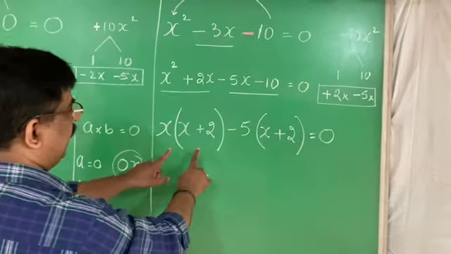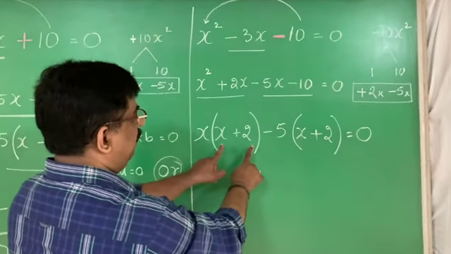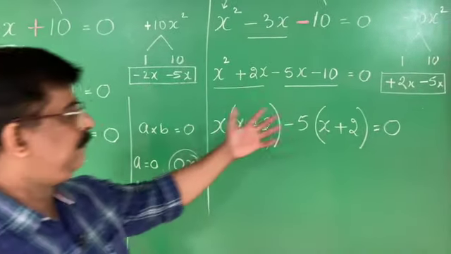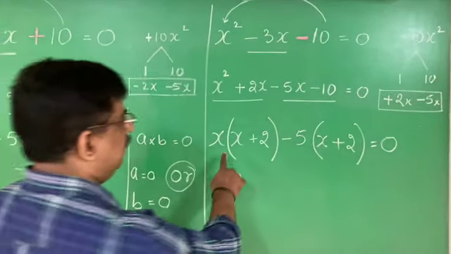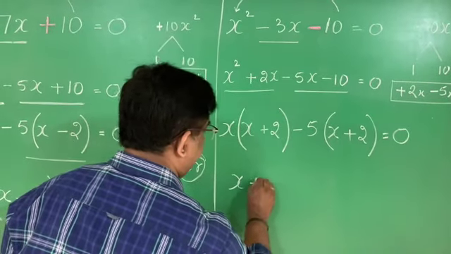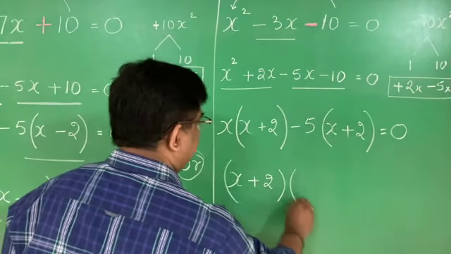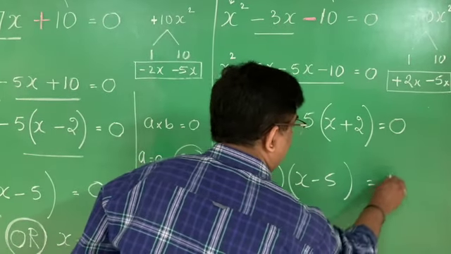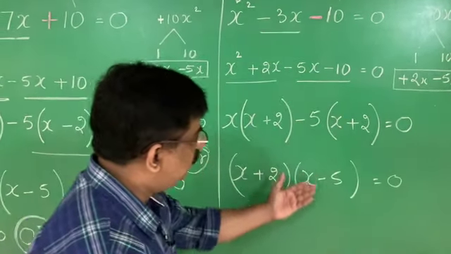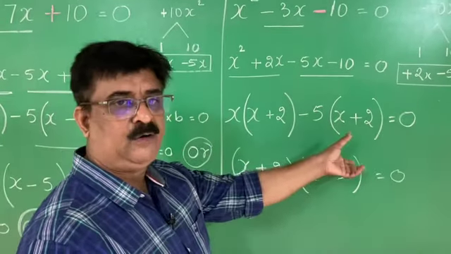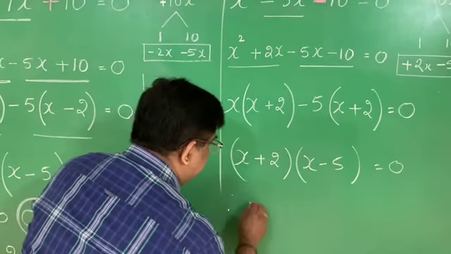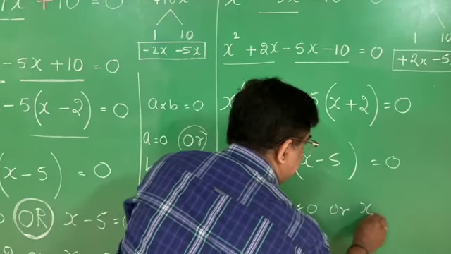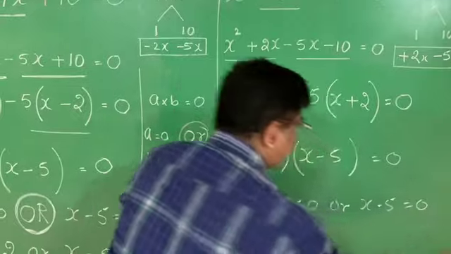I solved it correctly. Why? Because the term I got in the first bracket, I got the same term in the second bracket. Therefore, my method is right. Then the common factor between these two is x plus 2. What is left here? x. What is left here? Minus 5 is equal to 0. Now when the product of two terms is equal to 0, either of the terms is equal to 0. Therefore, x plus 2 is equal to 0 or x minus 5 is equal to 0.